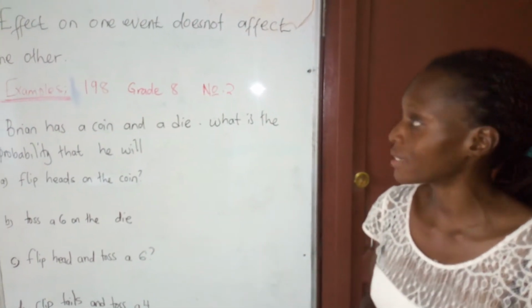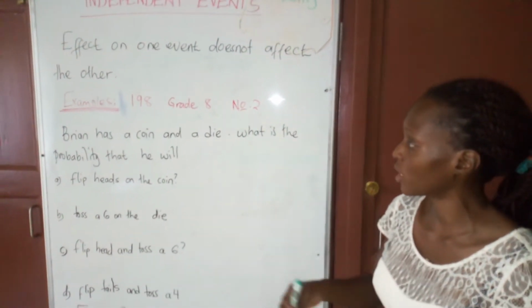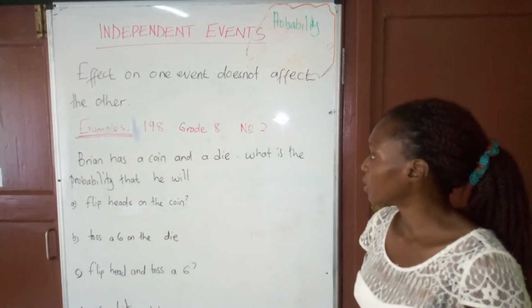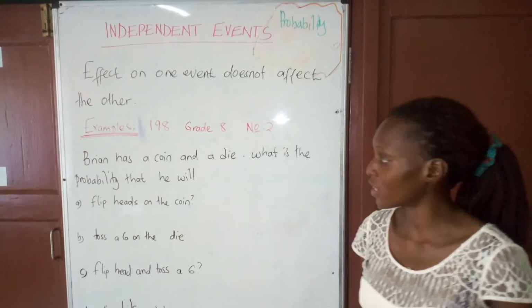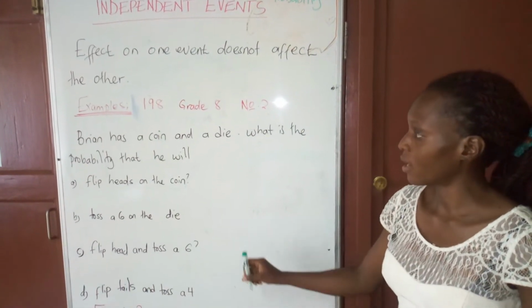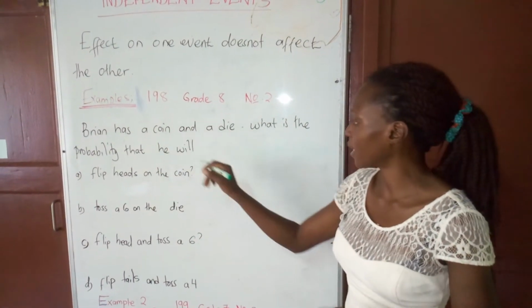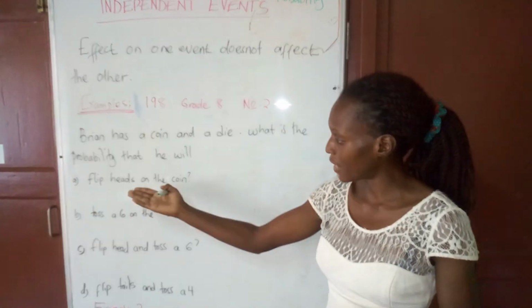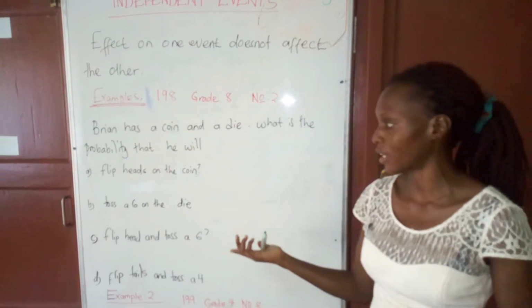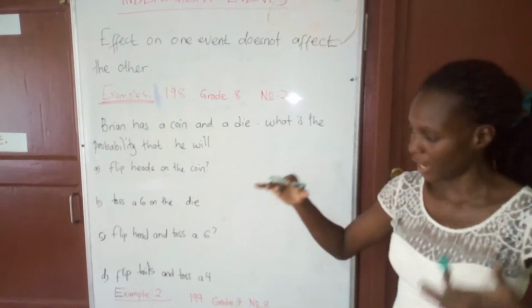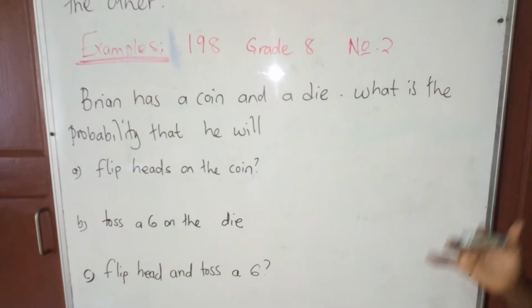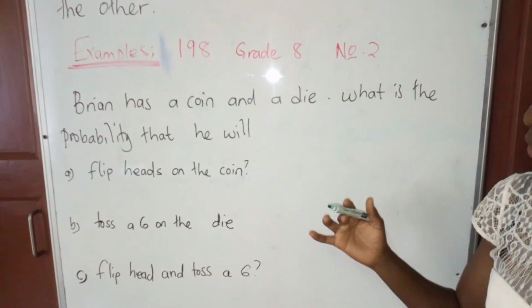Now if we take a numerical example, we are going to get it from page 198, grade 8 book number 2. And for the grade 7s, I have it written for you here. It says Brian has a coin and a die. What is the probability that he will first flip heads on the coin? Like, what is the probability that when I flip the coin, I'm only going to get heads? They have not talked about the dice, but yet we are dealing with two things.